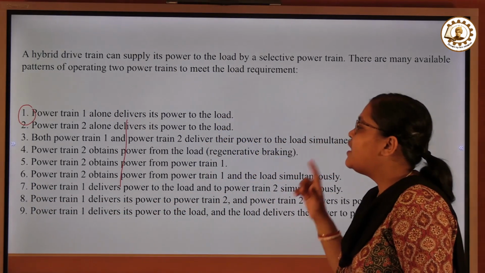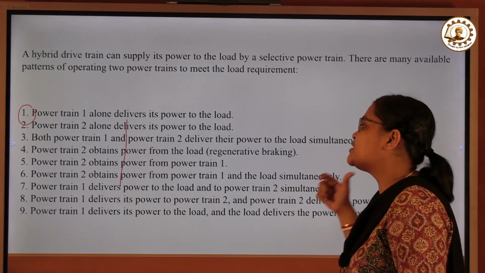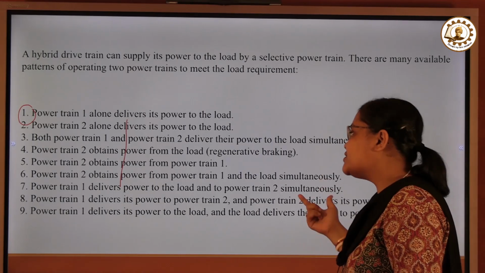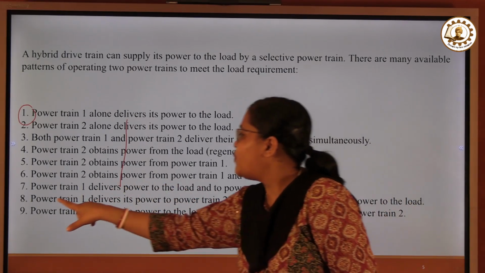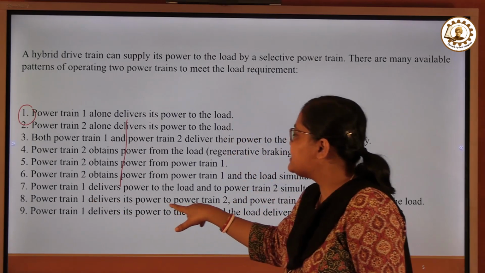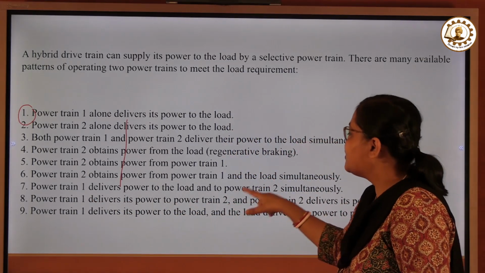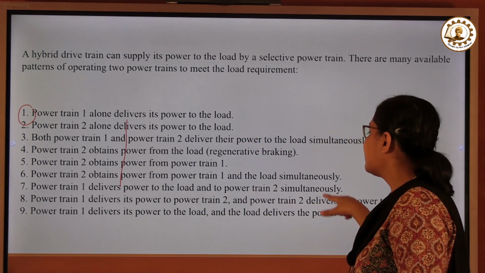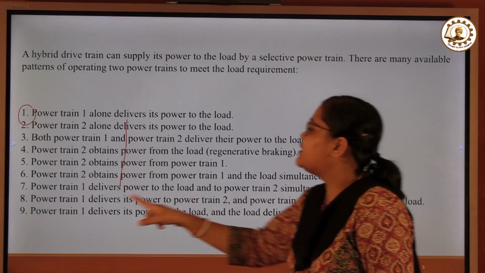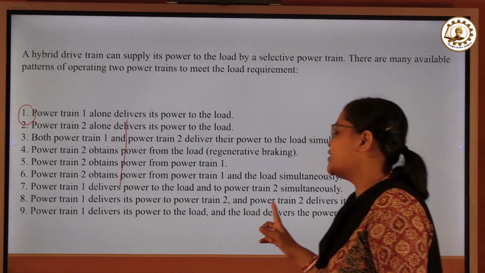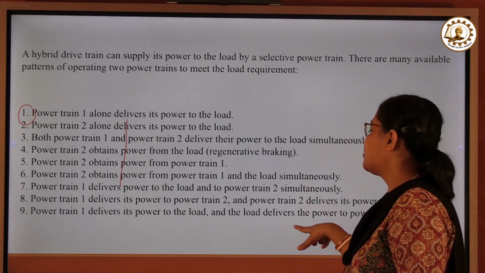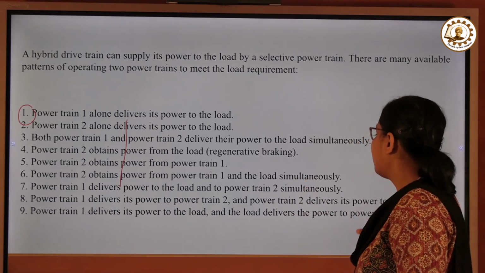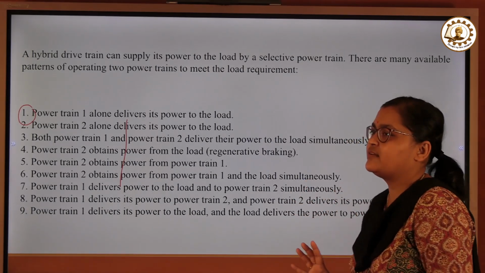So 7 is what? Powertrain 1 is delivering its power to the load and also it is charging powertrain 2 simultaneously. Point 8 is powertrain 1 delivering its power to powertrain 2, and powertrain 2 delivering its power to the load. And the last mode is powertrain 1 delivers its power to the load, and the load during regenerative braking is delivering its power to powertrain 2 and charging it.